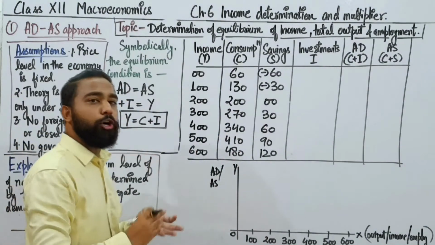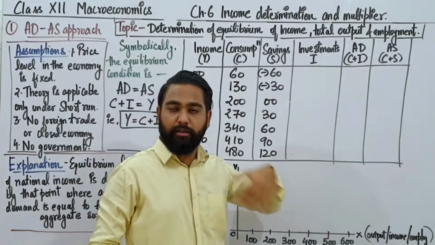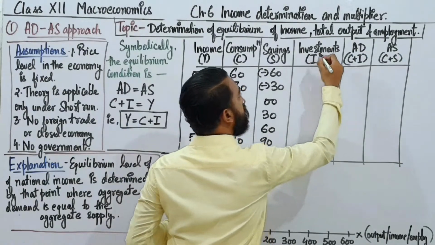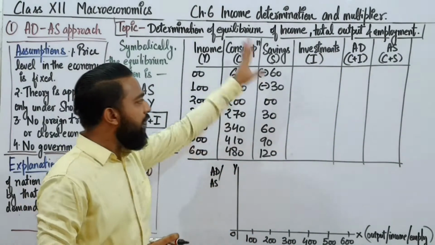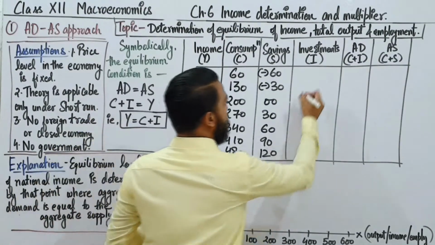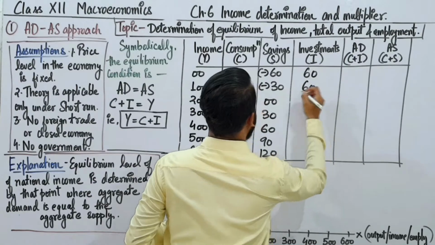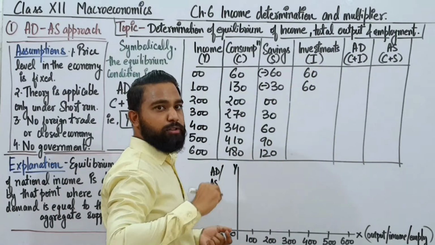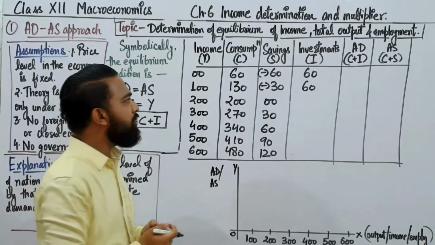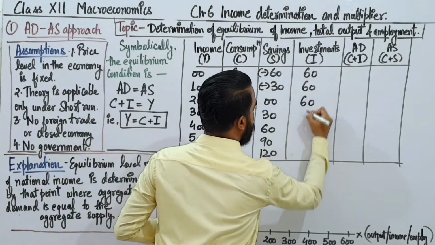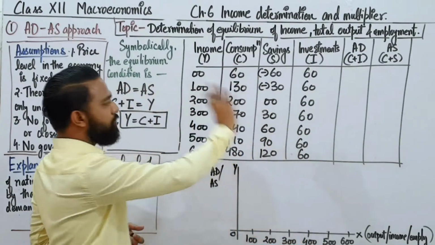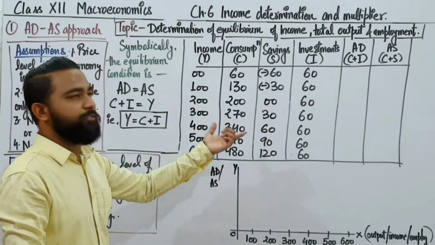Now, investment. I told you that under the Keynes theory, the investments which you take are autonomous investments, which means they are equal at every level of income. So I am taking 60 as my investments. I told you to take the investments and consumption equal so that you will have some easiness while preparing the diagram. So I am taking autonomous investment as 60.